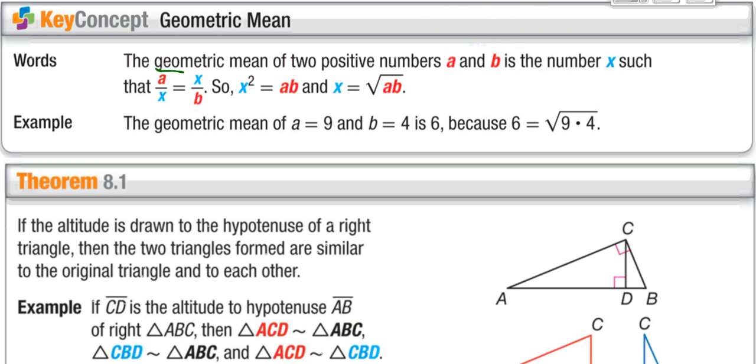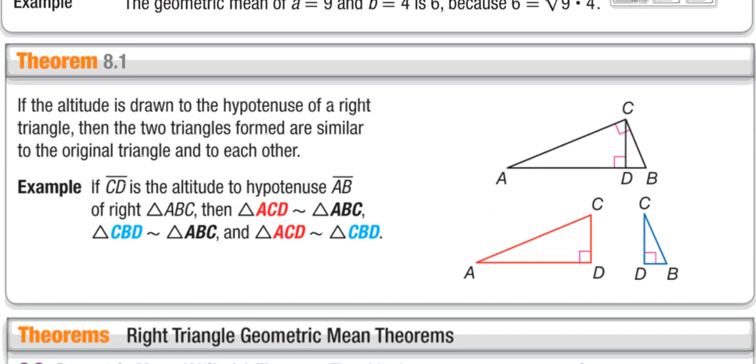So the geometric mean of two positive numbers a and b is x, where x equals the square root of ab. The geometric mean of 9 and 4 is 6, because 6 equals the square root of 9 times 4. We just did a little extra section on simplifying radicals, and we'll be using radicals in this chapter, so that's a good reminder for us.